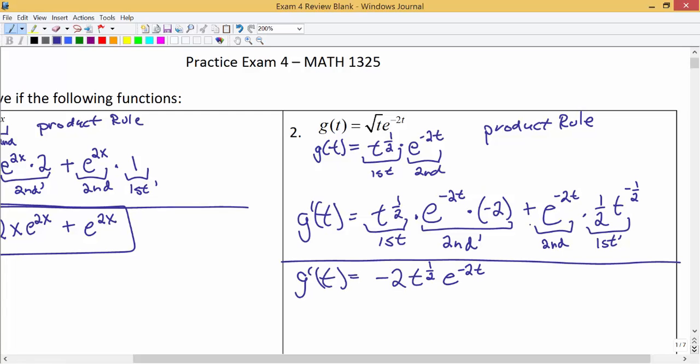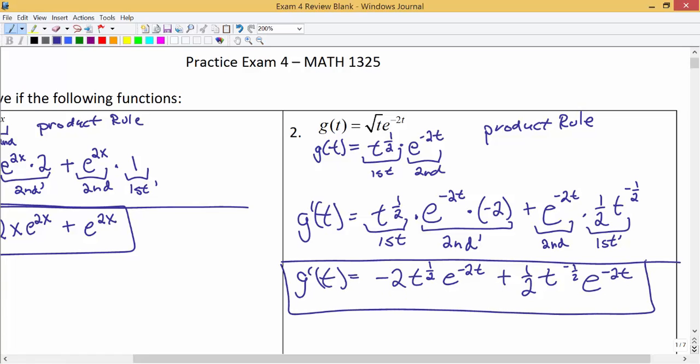So there's our first term. And then the second term, we're going to say plus, I'm going to bring that 1/2 out to the front, t to the negative 1/2 power, and then we'll write e to the negative 2t at the back. So we have our two terms here. We could potentially simplify a little more, or at least change the way it's written a little bit, but I'm going to choose to leave it as is.